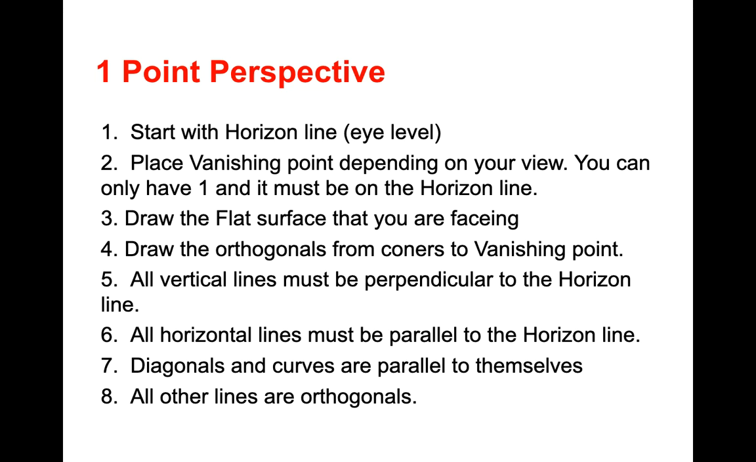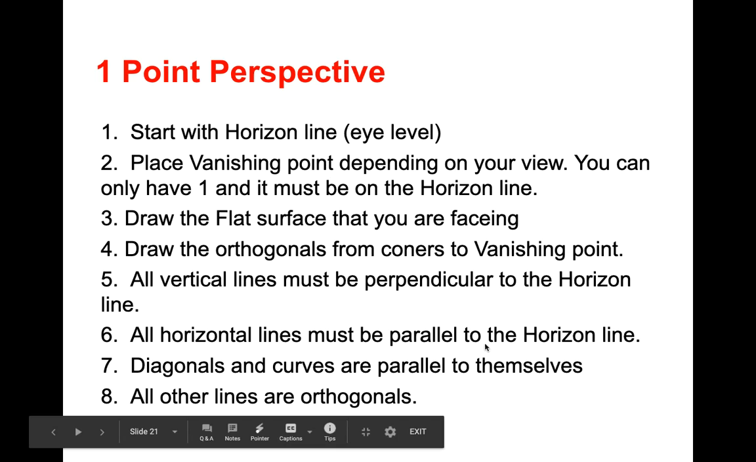to the vanishing point. And then some general rules about one-point perspective: all your vertical lines, because we are going to be drawing boxes, should be perpendicular to your horizon line. They have to be. And all your horizontal lines you draw in one-point perspective are going to be parallel to your horizon line. All your diagonals and curves will be parallel to themselves. And pretty much if it's not one of these lines, it should be an orthogonal.